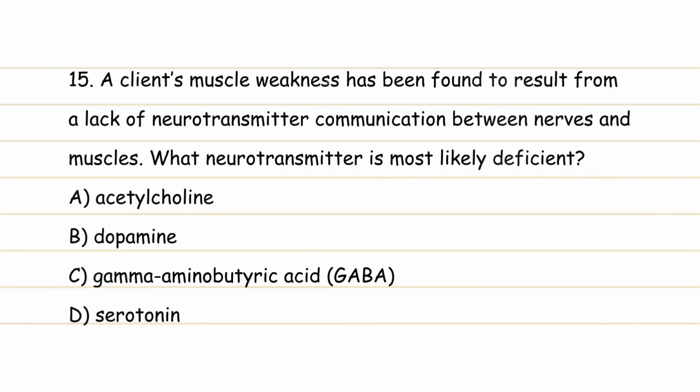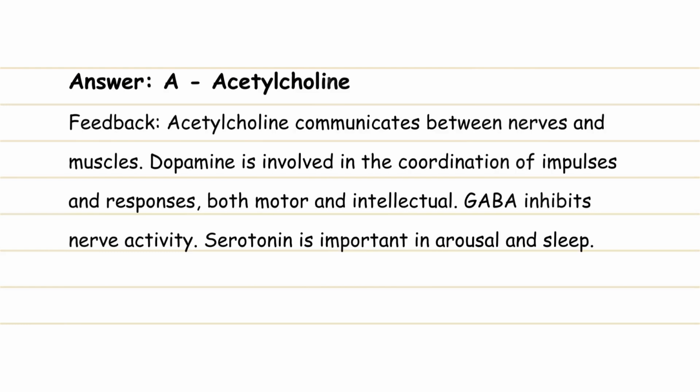Clients' muscle weakness has been found to result from a lack of neurotransmitter communication between nerves and muscles. What neurotransmitter is most likely deficient? Is it A. Acetylcholine, B. Dopamine, C. Gamma-aminobutyric acid, GABA, or D. Serotonin? The answer is A.